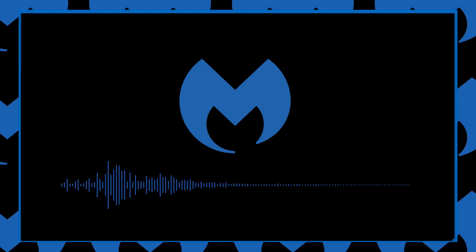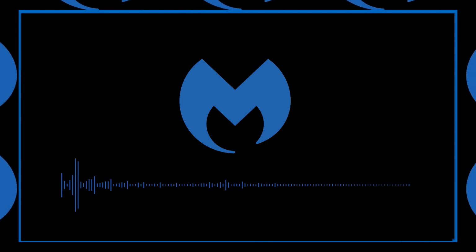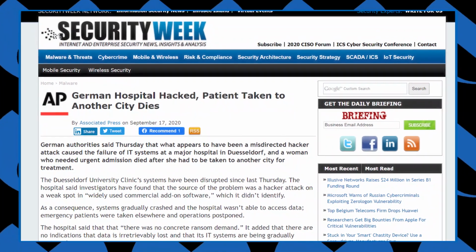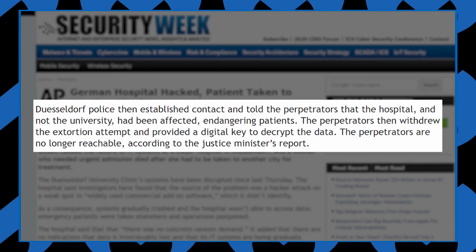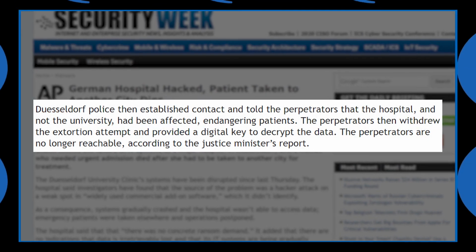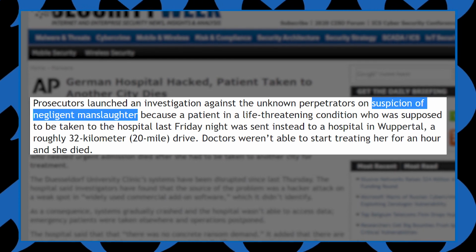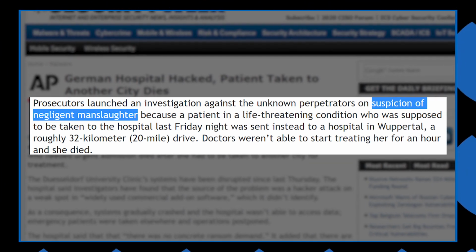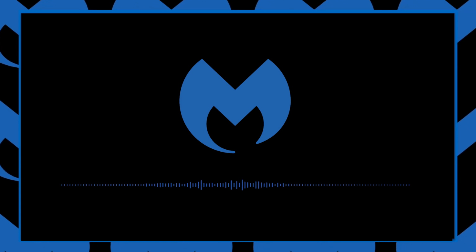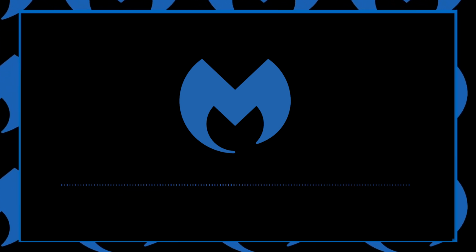The attackers were going after the university itself, not the hospital. Once law enforcement informed the attackers of what happened, they released the keys. German police are moving forward with both identifying the individuals behind the ransomware attack as well as potentially charging them with negligent manslaughter because of the woman's death. This is the first case of a ransomware attack directly leading to a death.